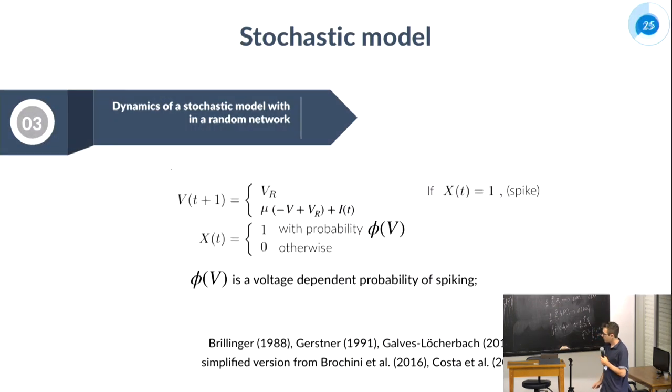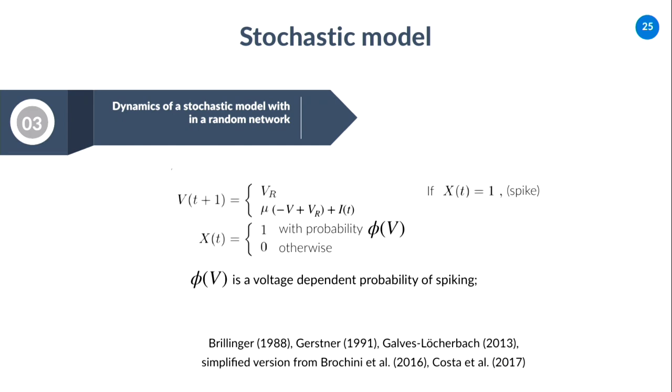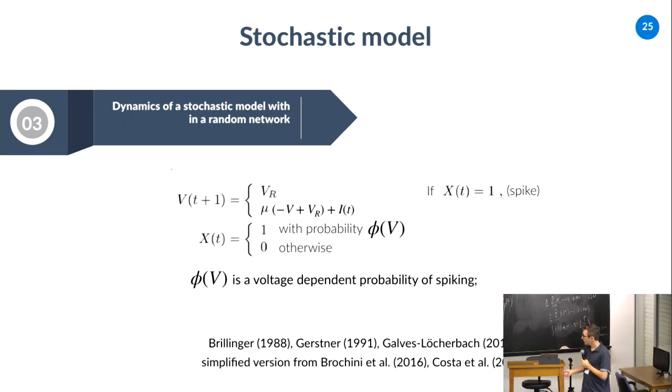So now, going to the stochastic model, I guess Guilherme already gave a very nice introduction to that. But this is the version we will be using here. It contains this phi of V, which is the voltage-dependent probability. And I will be basically talking about the simplified version from Ludmila and Ariadne and Koki and everyone else.